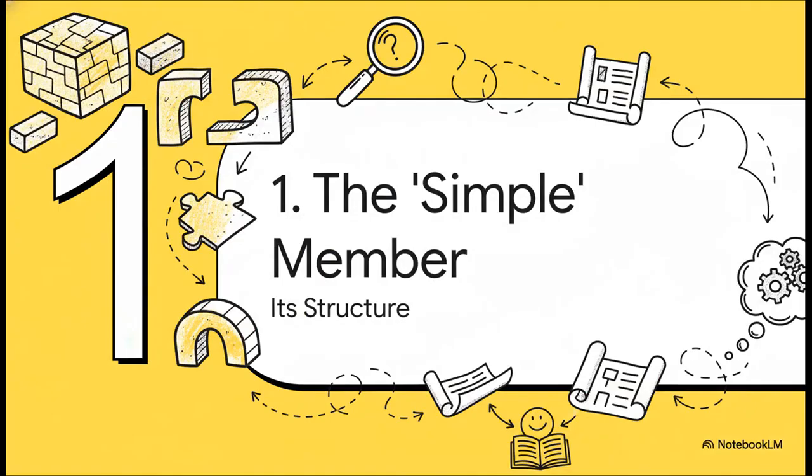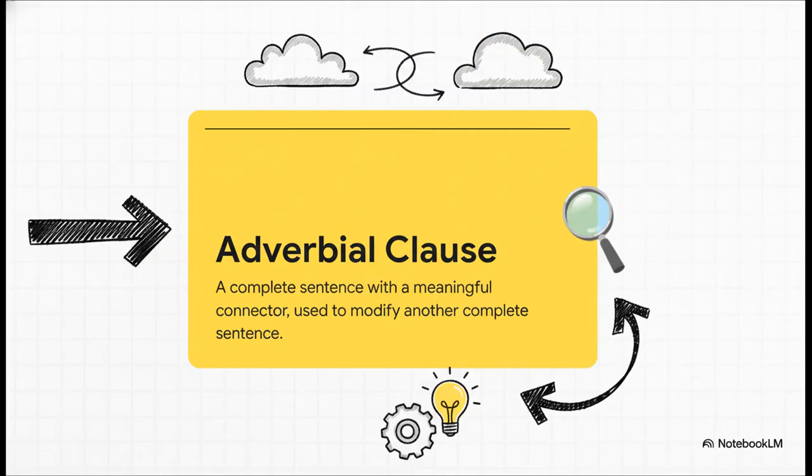So let's get properly introduced to this simple member of the clause family. Try not to think of it as some boring grammar rule you have to memorize. Instead, think of it as a really cool building block for making your sentences way more interesting and logical. The basic recipe here is actually super simple. An adverbial clause is really just two things: a complete sentence, like he got married, and a connecting word with a real meaning, like after, stuck on the front. And its whole job is to add extra info to another complete sentence.